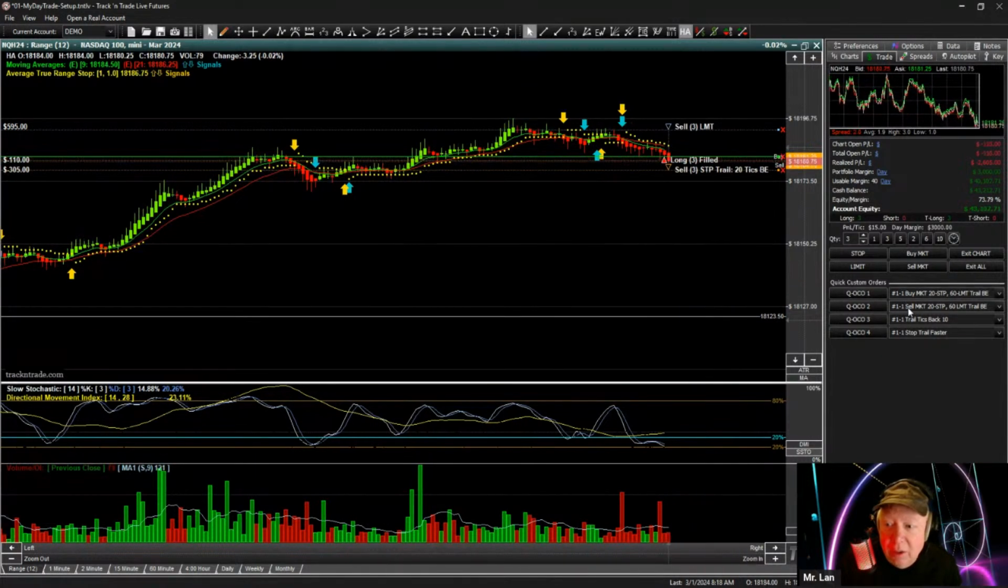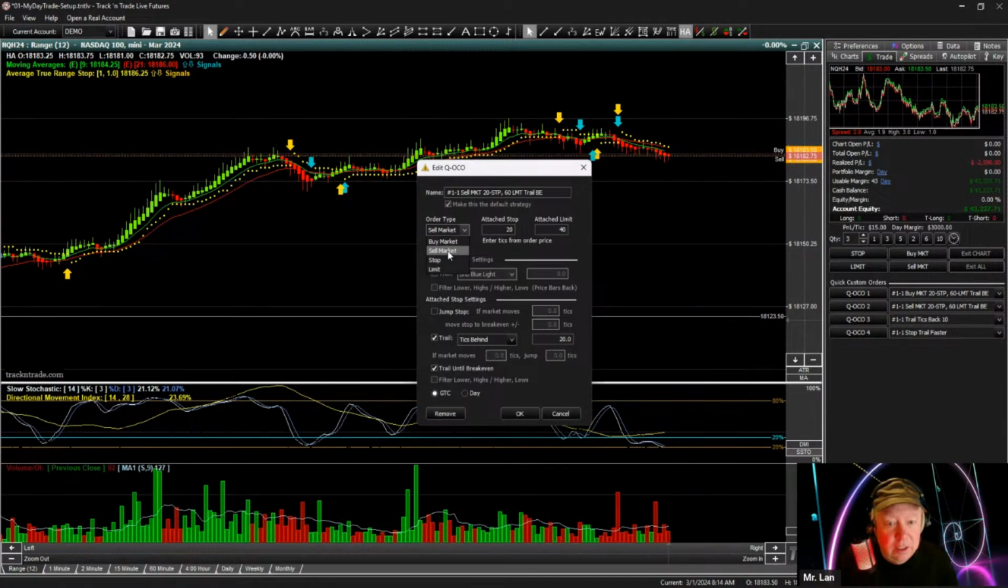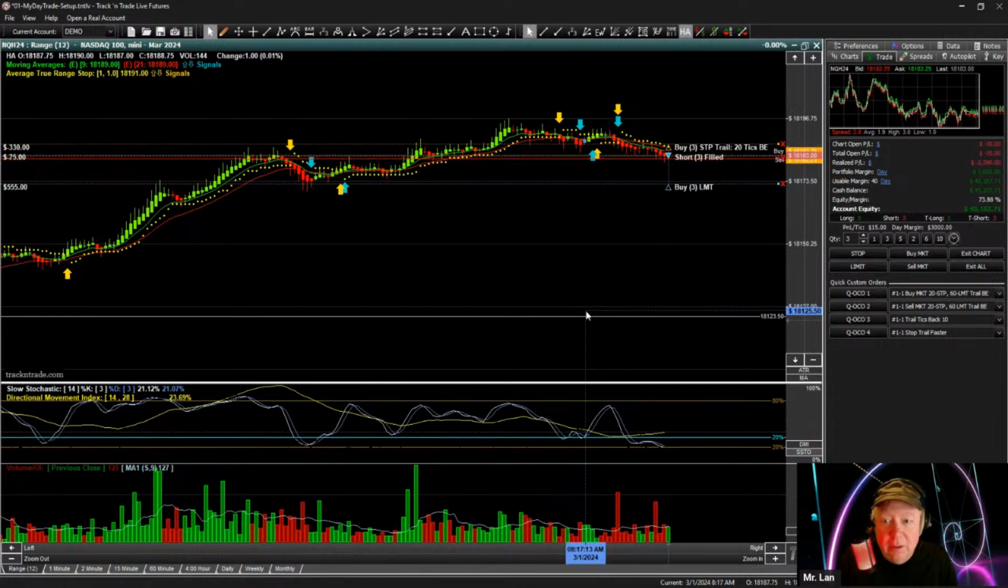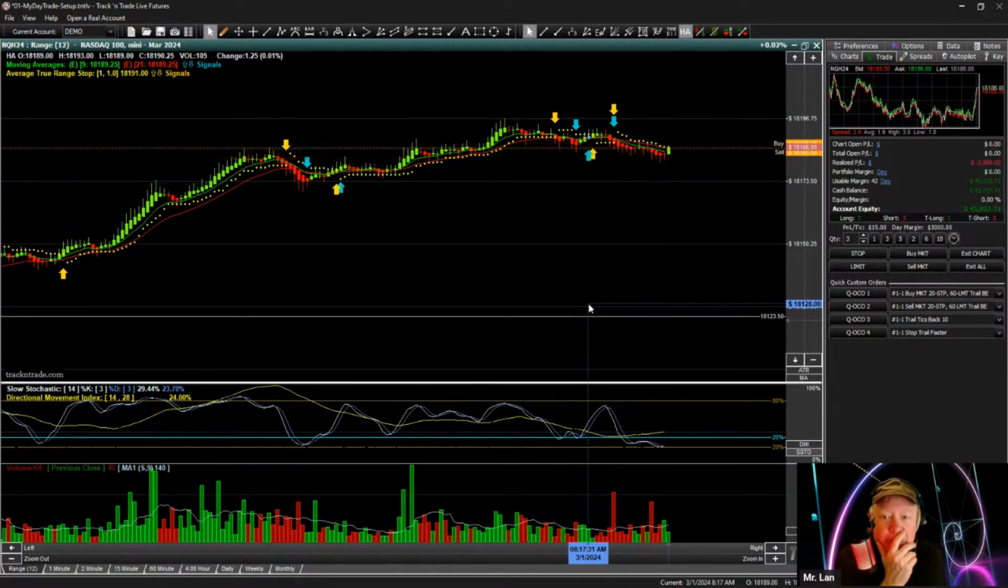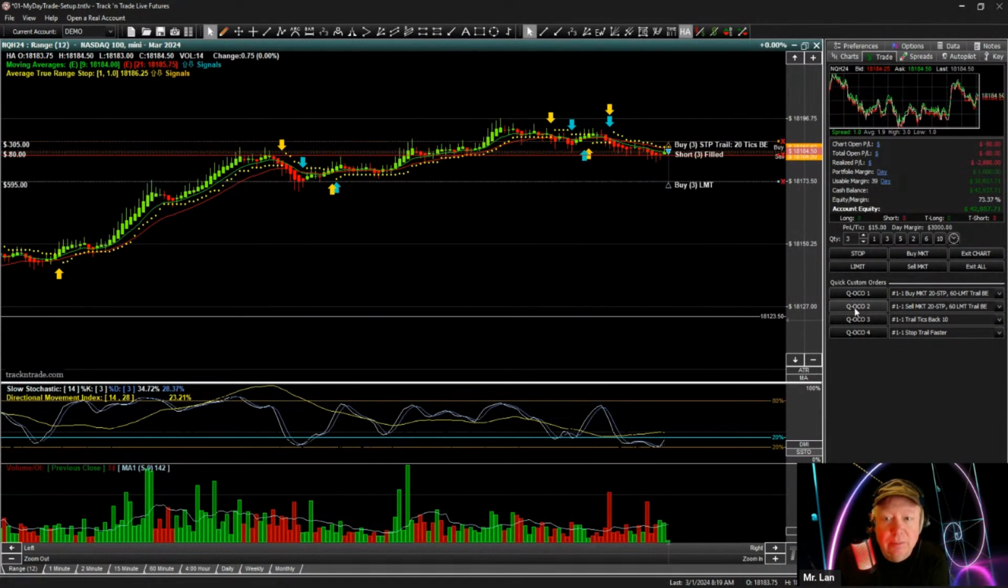Oh, I clicked. Oh, wait a second. I have that set wrong. Exit chart. This is a sell market. Okay, try it. There we go. Now it's going to trail 20 ticks behind, and we have our 40 limit. Okay, so now it wants to go up. This doesn't want to go up. It's going to turn and go back down again.